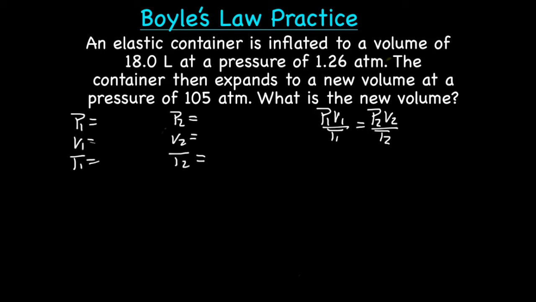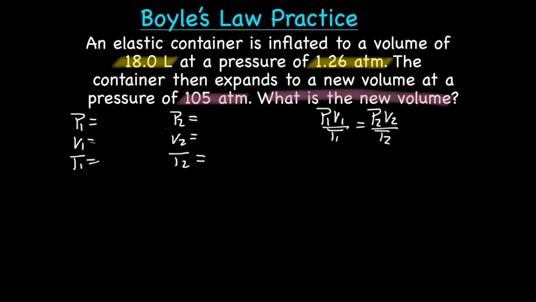And let's read through the story carefully and see if we can figure out what our 1s and 2s are. So it says an elastic container is inflated to a volume of 18 liters at a pressure of 1.26 atm. Being that we have 18 liters at a particular pressure, those two should go together. Let's see if those are the 1s or the 2s though. So then it says the container then expands to a new volume. So meaning that the 18 liters and the 1.26 atm are the 1s.